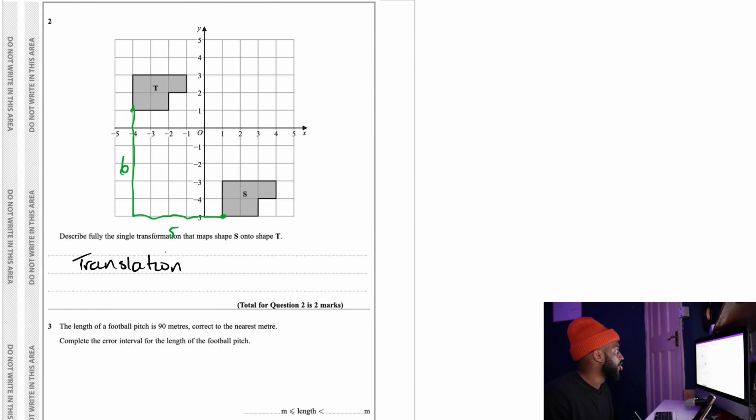6 up. So with translations we use vectors to describe them, and with vectors we put our x coordinate at the top and our y underneath. So the x would be minus 5 because it's 5 to the left, and then it's 6 up, so it's a positive 6, and that's it.